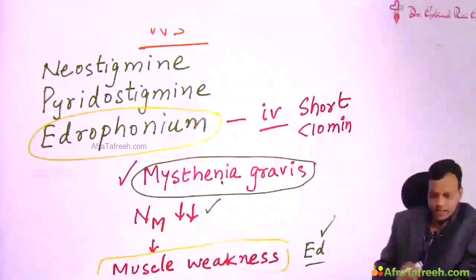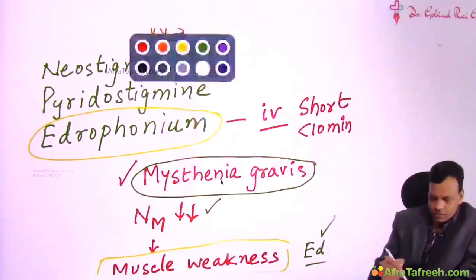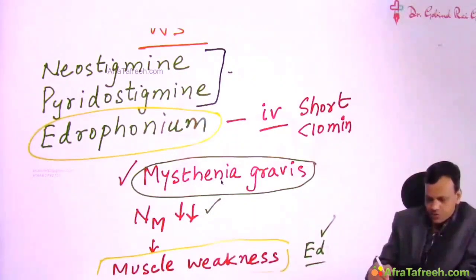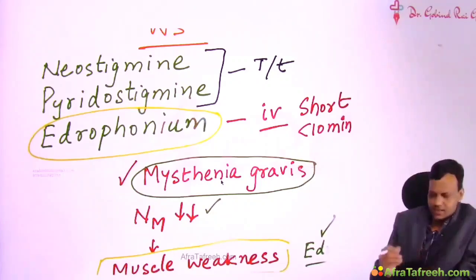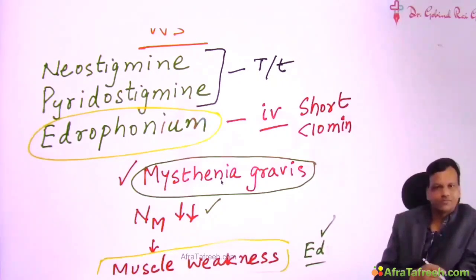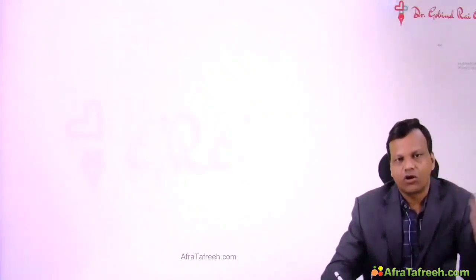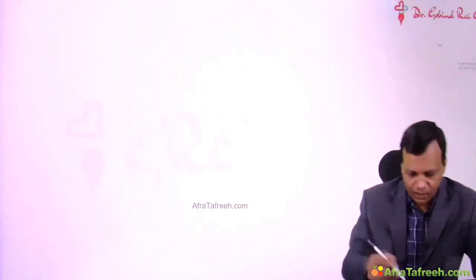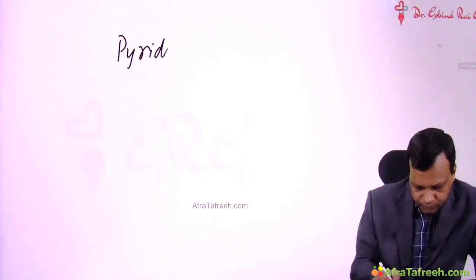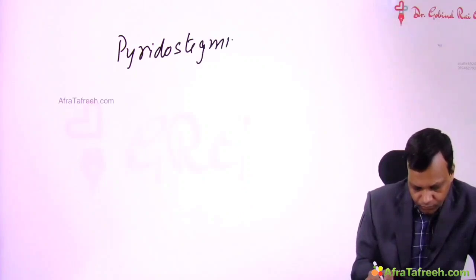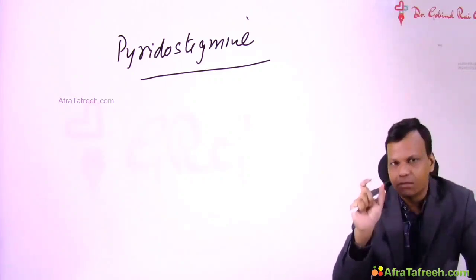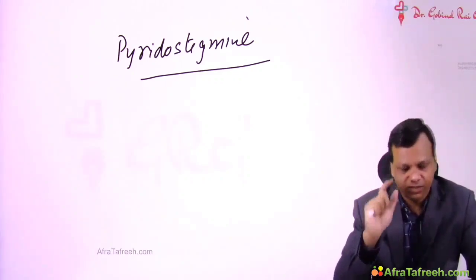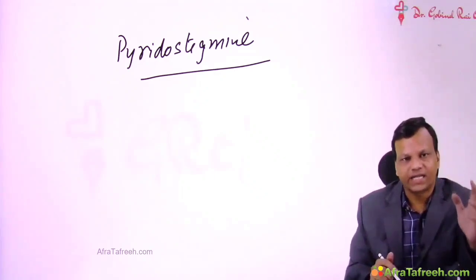For treatment, we want a longer acting drug. So neostigmine and pyridostigmine are used for treatment of myasthenia gravis, whereas edrophonium is used for diagnosis of myasthenia gravis. And this test is called the edrophonium test. Pyridostigmine is longer acting than neostigmine. Read carefully, it is pyridostigmine. Many times the examiner tries to confuse by writing physostigmine. So one thing, pyridostigmine is longer acting than neostigmine.